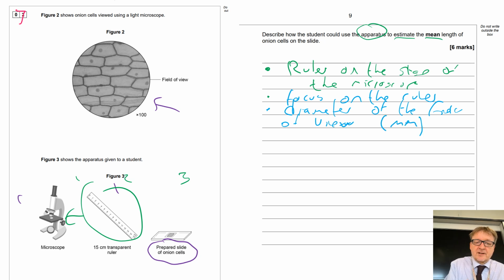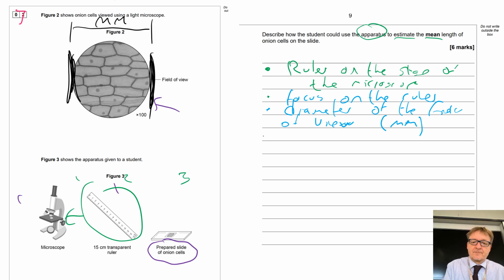I'll just do it in black. So what you've now got is the distance from there to there, because you've done it on your ruler, and you then know the distance in millimeters, which is great. Now focus on the cell. So you're not worried about the ruler anymore. All you want to do is focus on the cell because you now know the distance across.